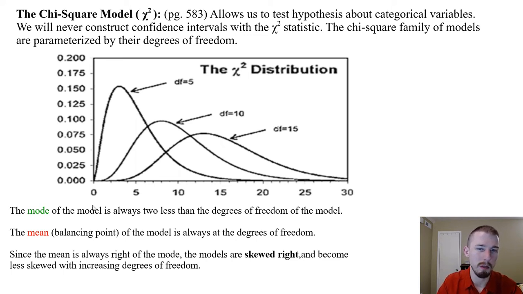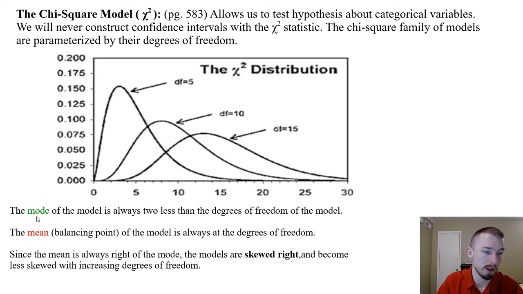So here's a chi-squared model. With degrees of freedom of 5, 10, and 15, you can see how it morphs and changes, and it becomes less skewed as we get higher and higher, because the offset of 2 between the mean and the mode becomes less significant the larger our degrees of freedom are. The smaller it is, definitely the more heavily skewed it's going to be. So this is a chi-squared model.